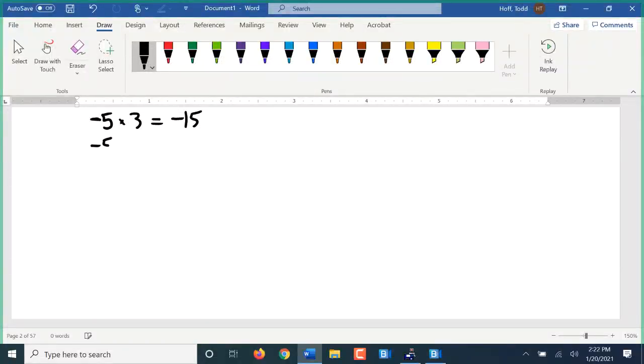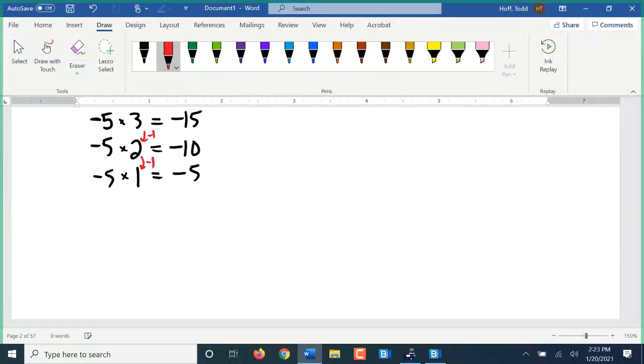I'm going to take my negative 5, and instead of multiplying by 3, I'm going to reduce that by 1. 3 minus 1 is 2, so I'm going to multiply by 2. What's negative 5 times 2? Negative 10. Now I'm going to continue that. Negative 5 times, if I reduce that by 1 again, I'm going to multiply by 1, which is negative 5.